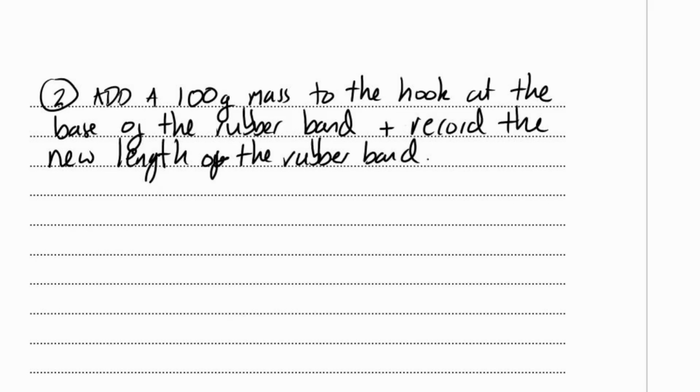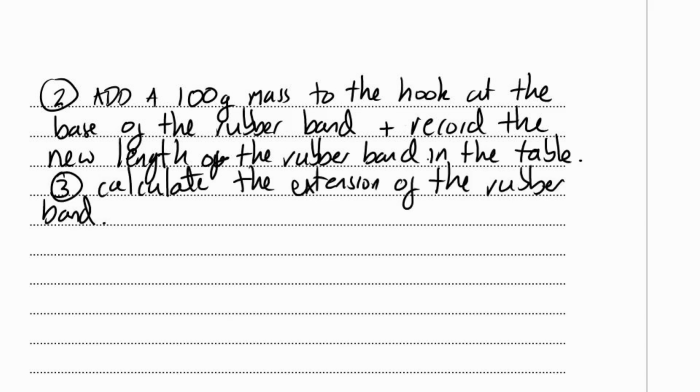2. Add a 100 gram mass to the hook at the base of the rubber band and record the new length of the rubber band in the table. We'll write that down in the table. Once you've done that, of course, you're going to want to calculate the extension of the rubber band. So let's put those steps in. Step 3, calculate the extension of the rubber band.